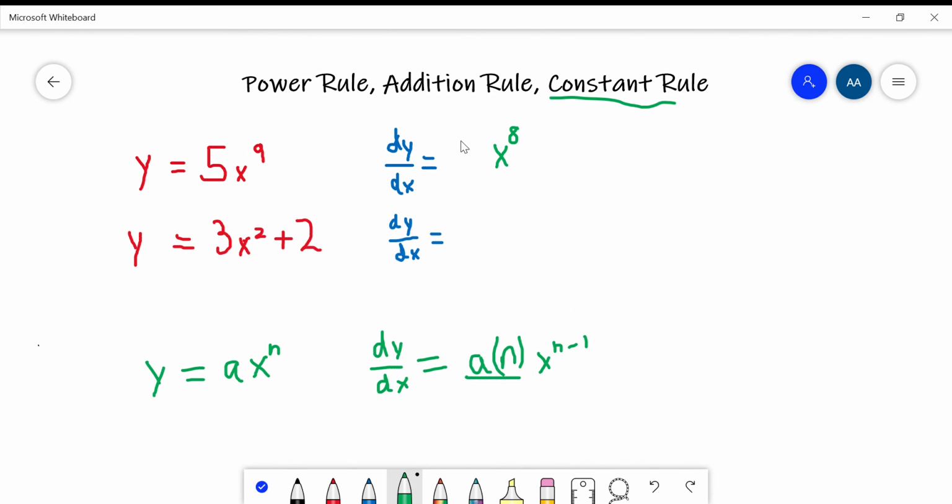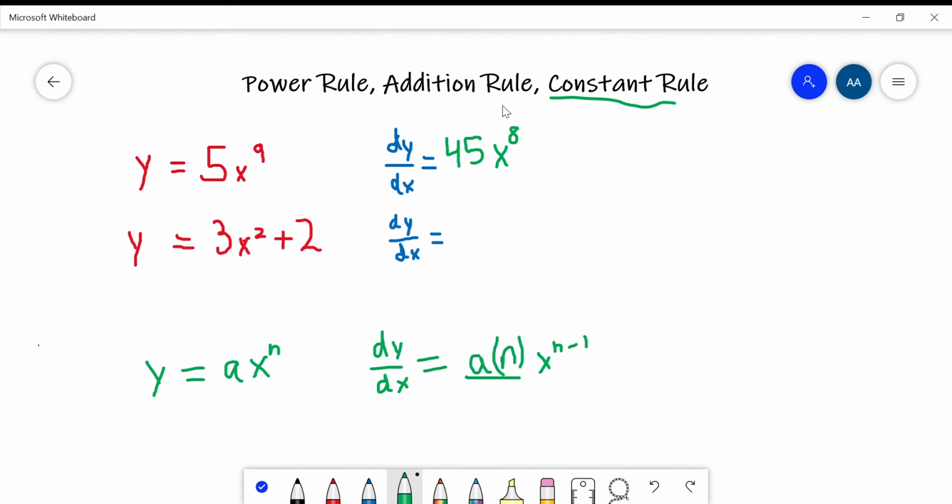9 times 5 is going to be 45, and so 45x to the 8th, we got that here, and so that is going to be your derivative for this function of y over here. You got this function of y over here, and what would you do here?